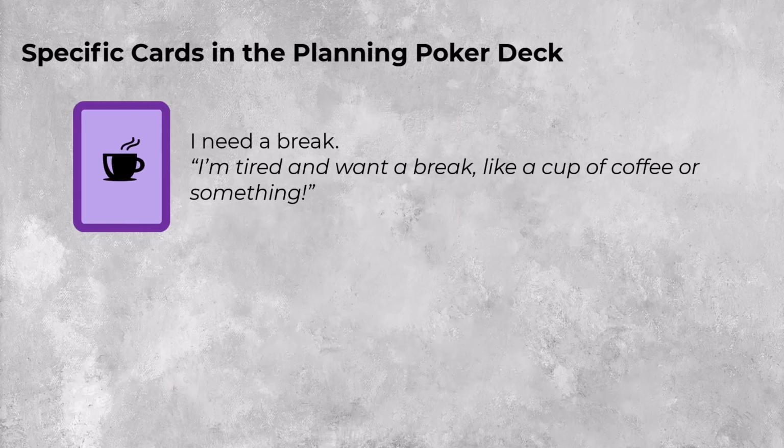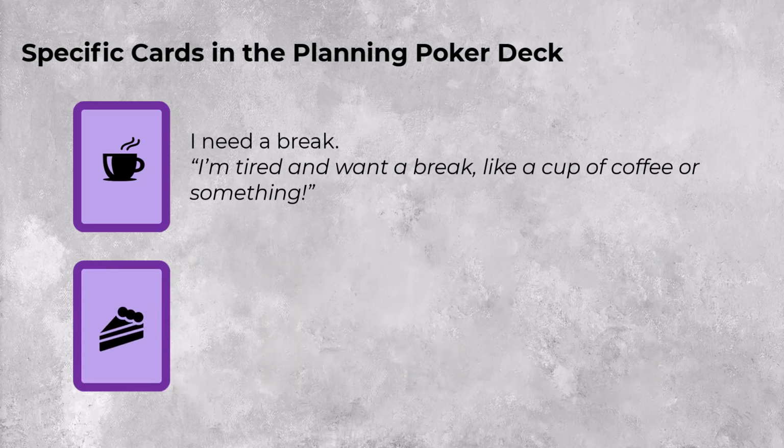Coffee cup. I am tired and want a break, like a cup of coffee or something. Some decks use the pie symbol instead of a coffee cup, saying, I want a break and go get some pie. Imagine you are in the sprint planning of a 1-month sprint. Your event time box can be up to 8 hours or a full day. It is natural that team members get tired and need some breaks. Again, this card increases transparency in your estimation process.